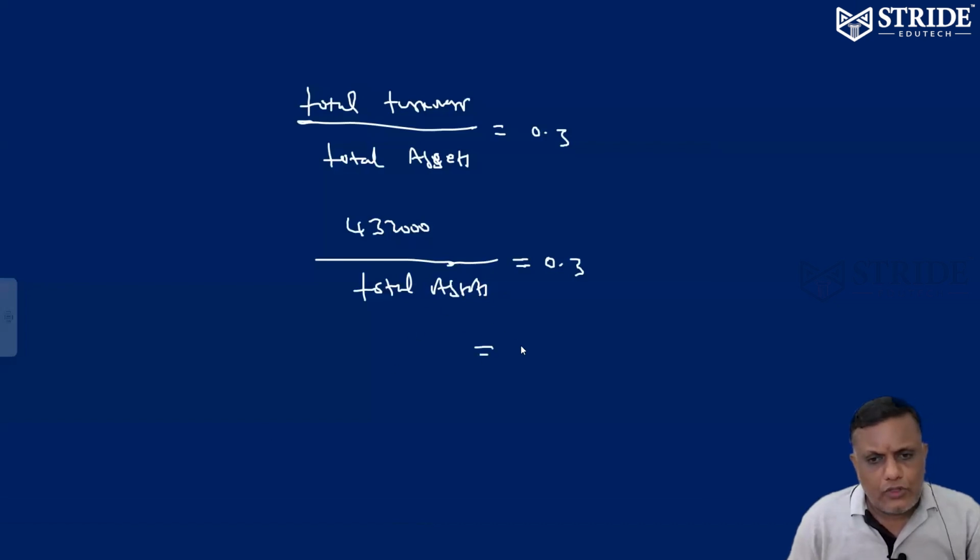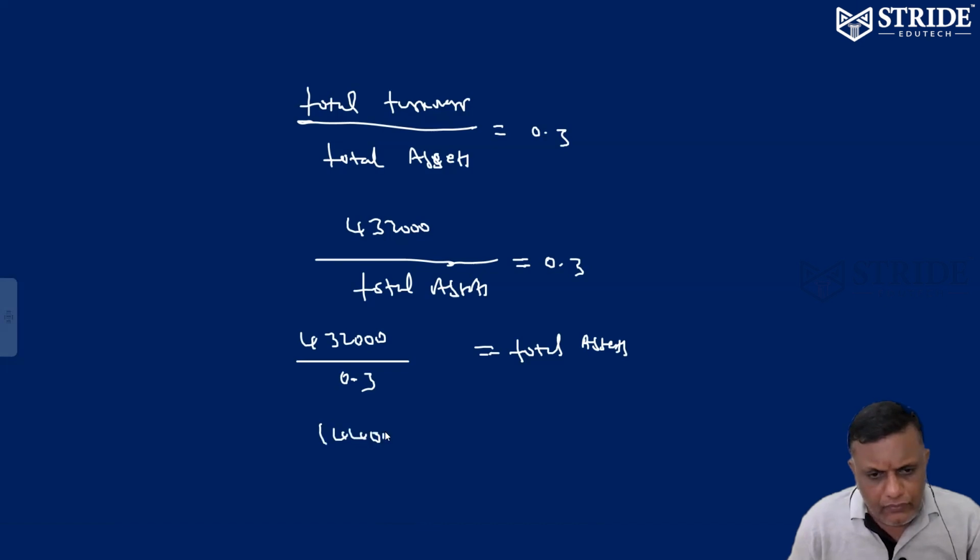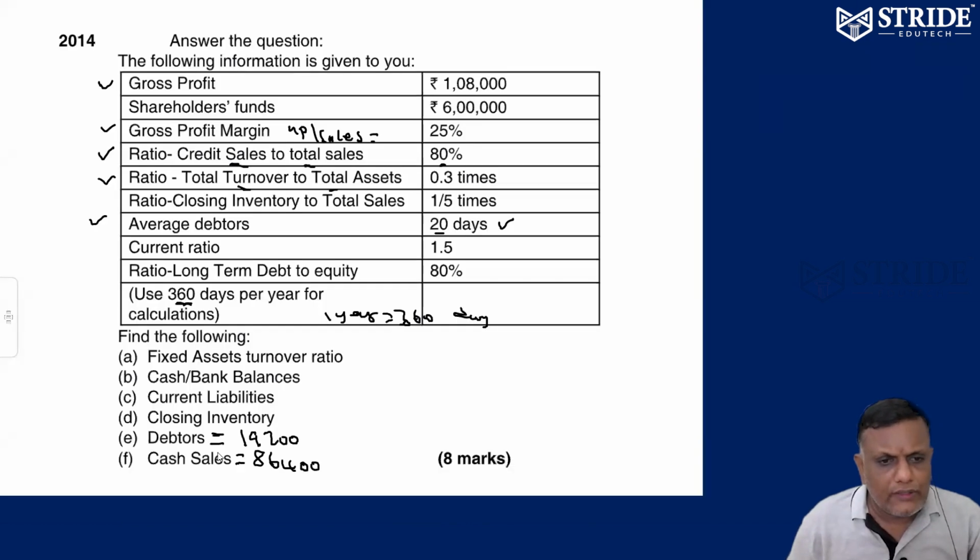Okay. So please make sure. Total assets is 4,32,000 by 0.3. And it's going to be 14,40,000. Correct? Please check it out. So 4,32,000 by 0.3 is equal to 14,40,000. It is going to be total assets. So total assets I know. Correct? No? Fine. Okay.